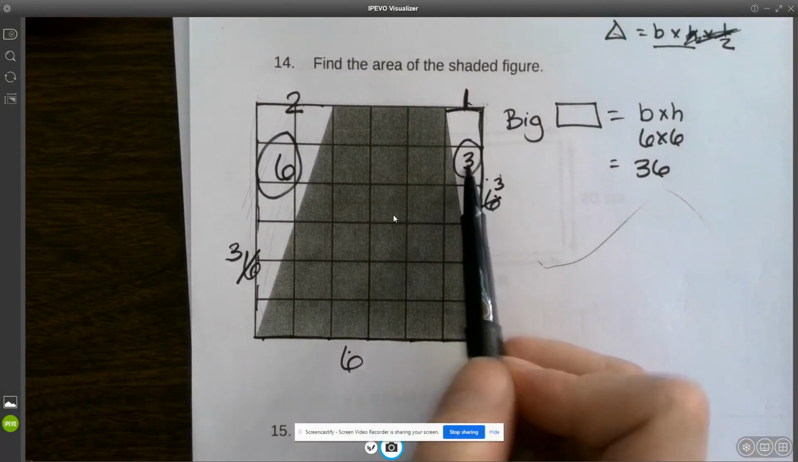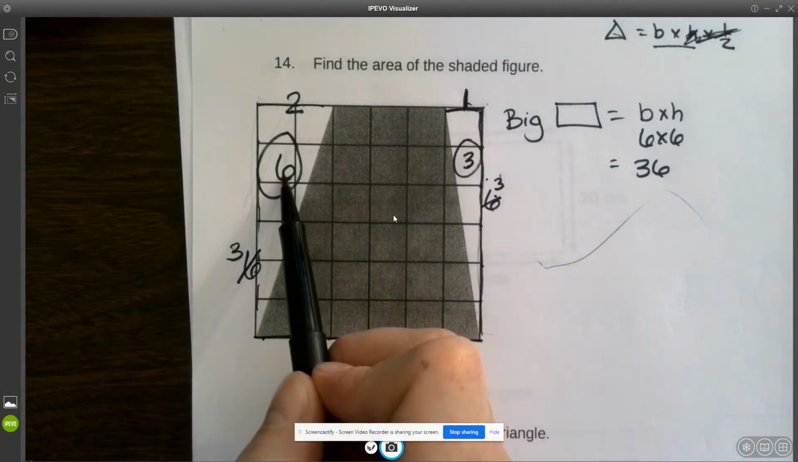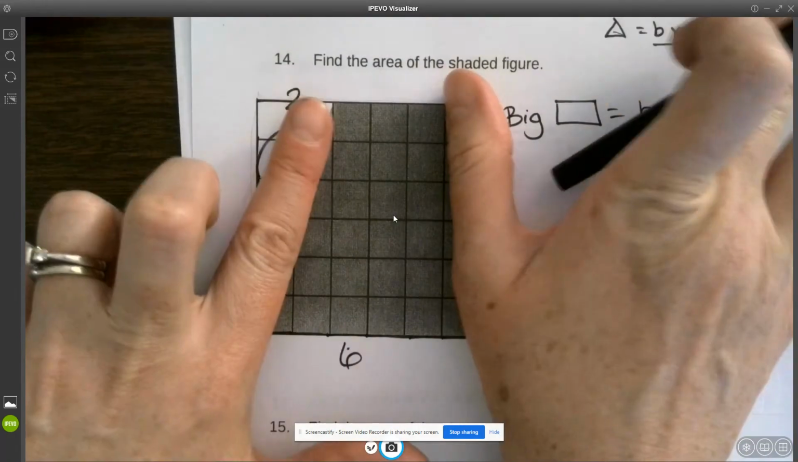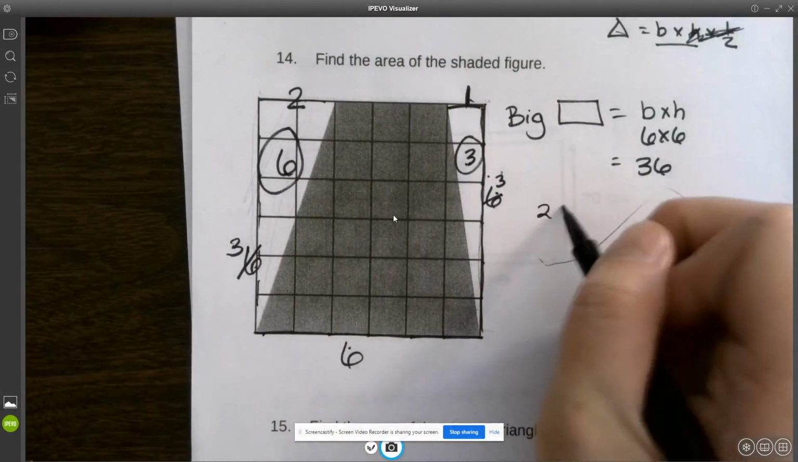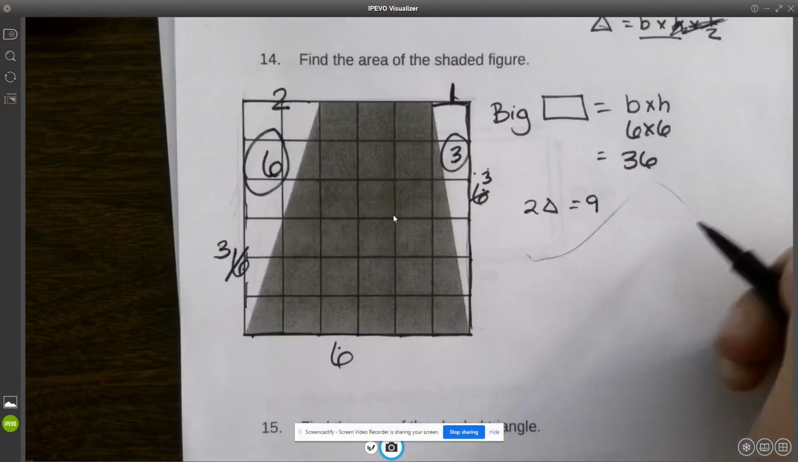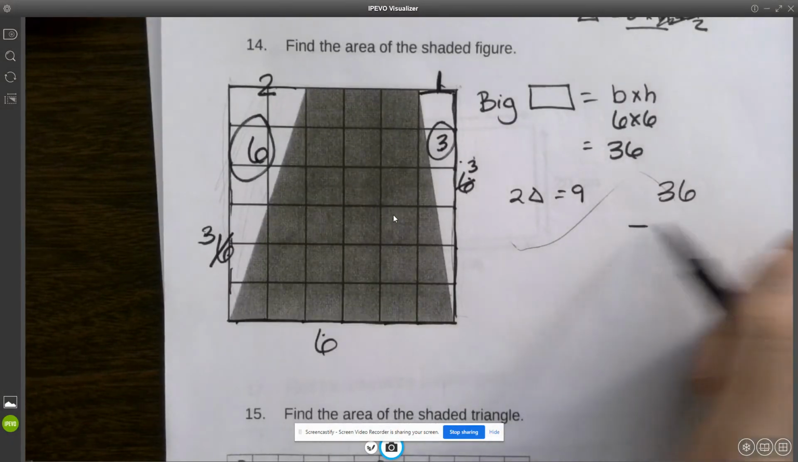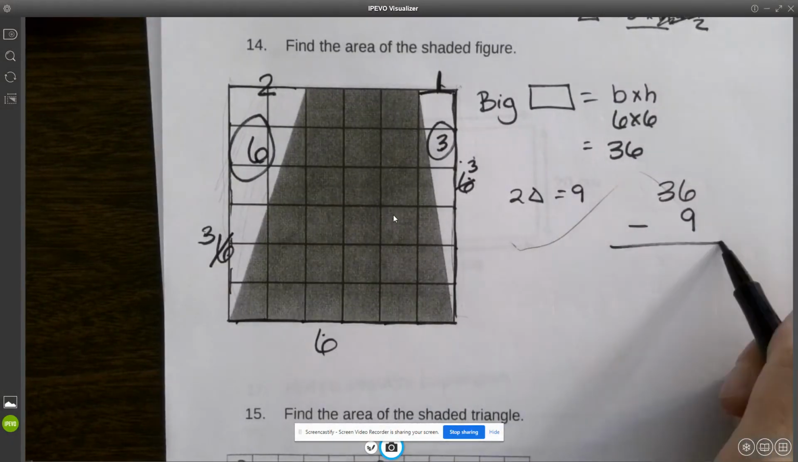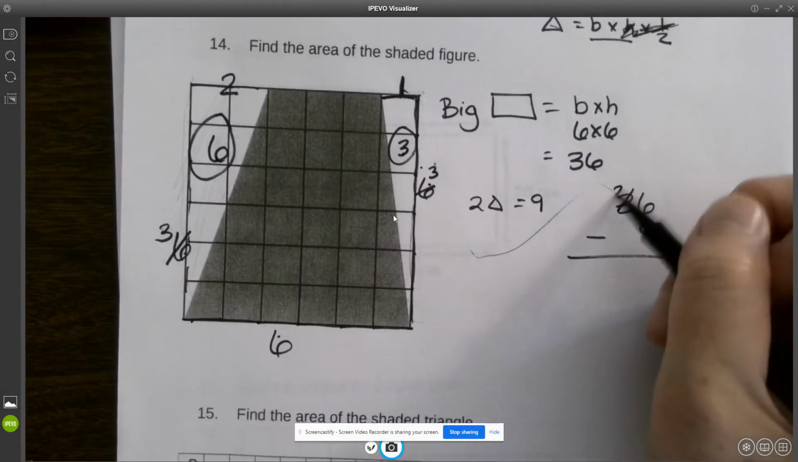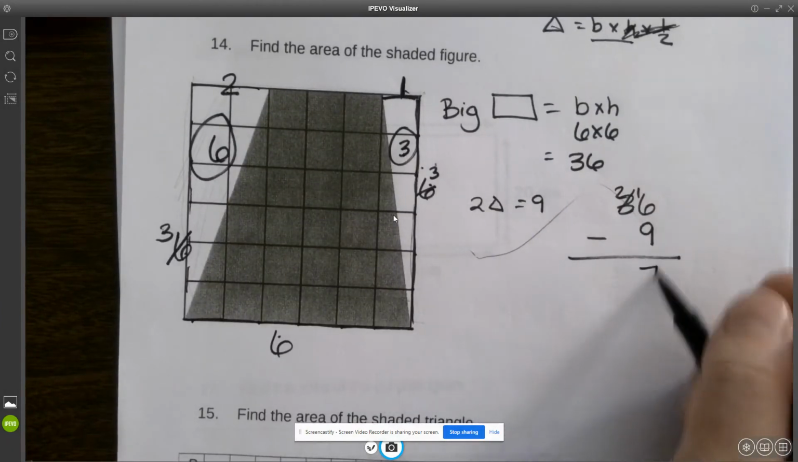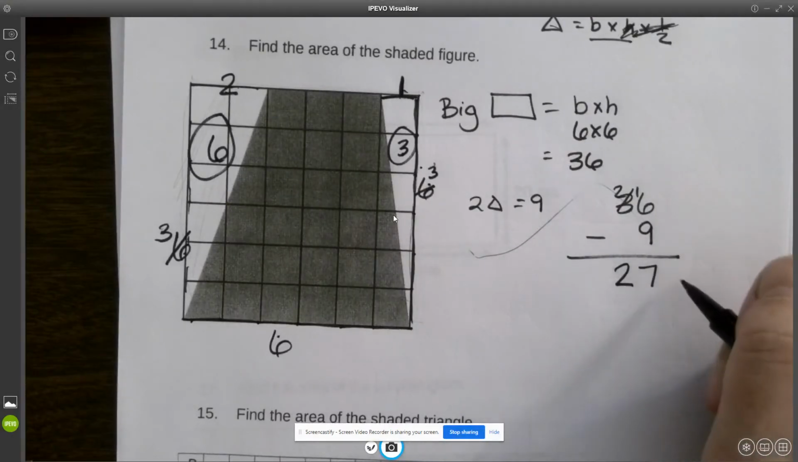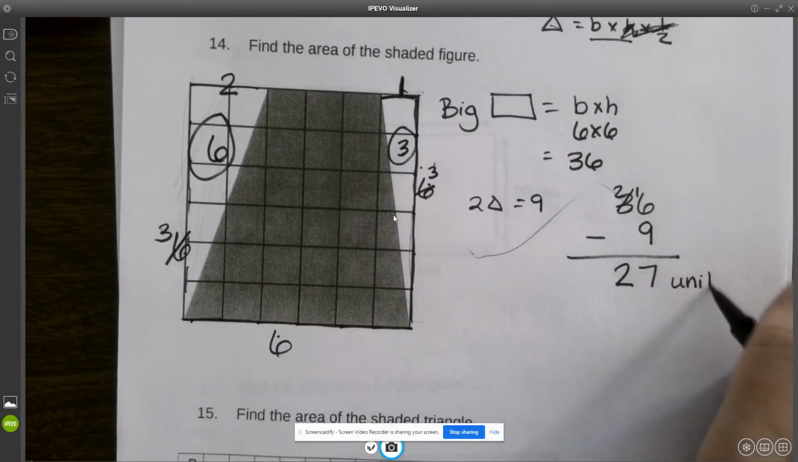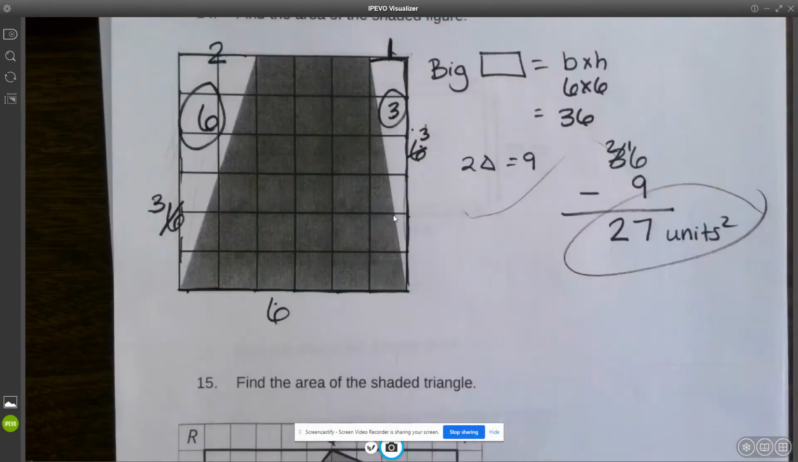So now this and this we want to subtract out of the figure so that we only have this left. So 6 plus 3 is 9, so the two triangles equal 9. So let's subtract them out. Okay, 36 minus 9. And if you have to borrow, go ahead and do that. And we get 27. So it would be 27 units squared because it's not labeled. All right. Next one.